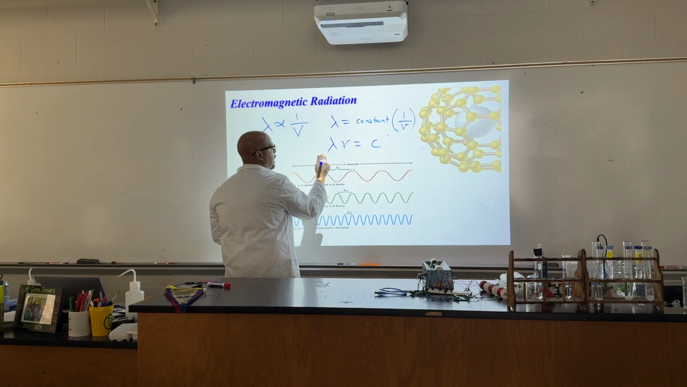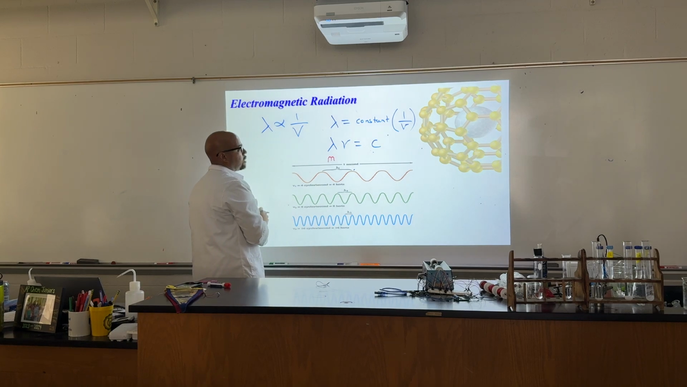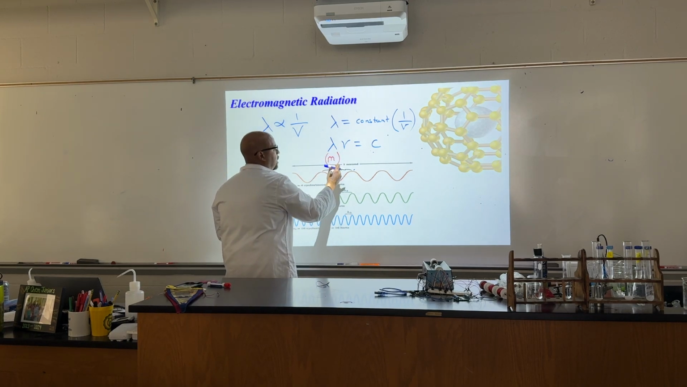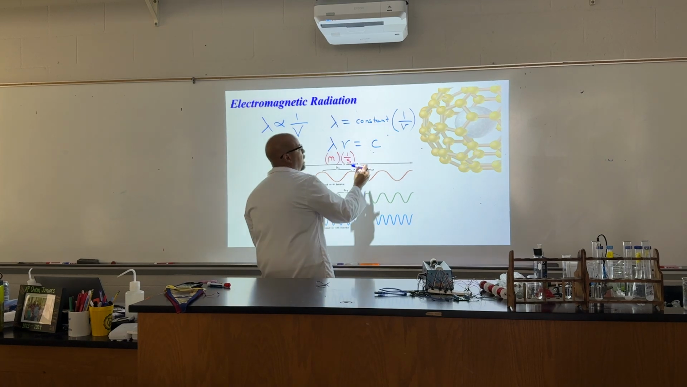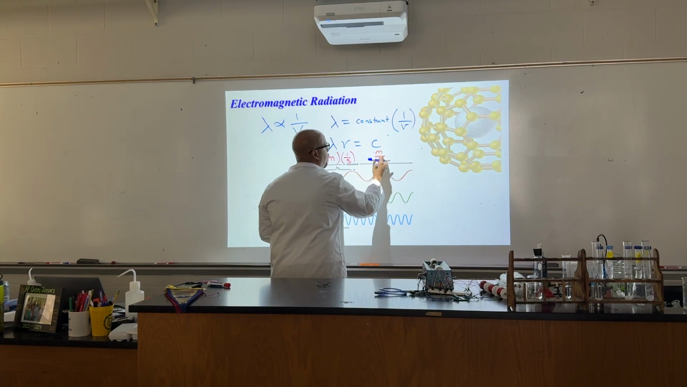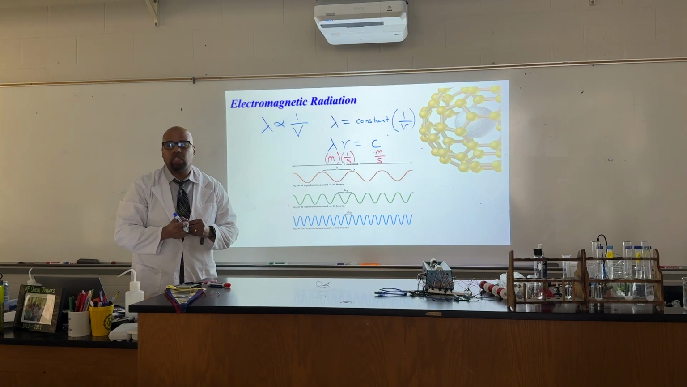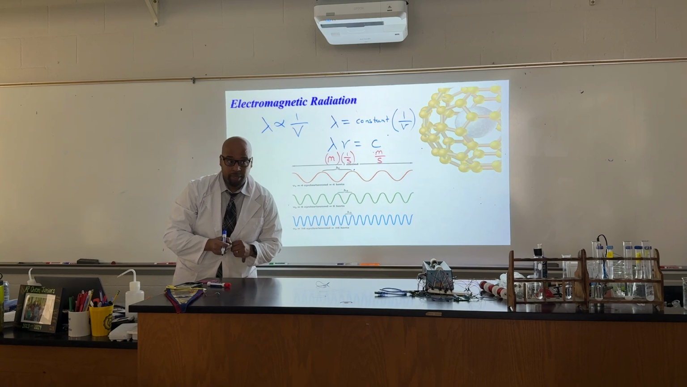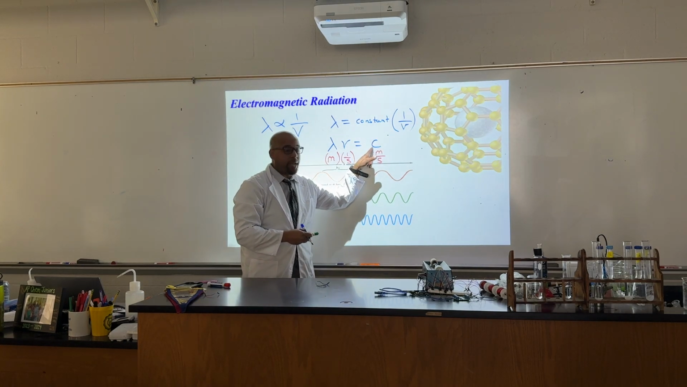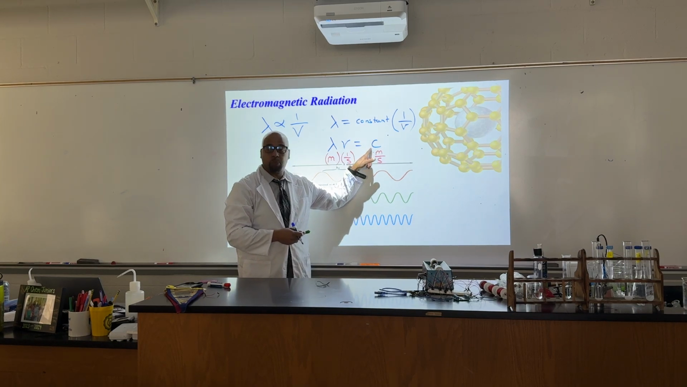Wavelength, we said, is in units of meters. We said that frequency is in units of 1/seconds, which means that the constant is going to have to be in units of meters per second. And if I remember from conceptual physics, meters per second is a unit of what? Speed, right? What is this right here? Speed of light. That's why I put the C there, not just because it's a constant, but because that is the speed of light.